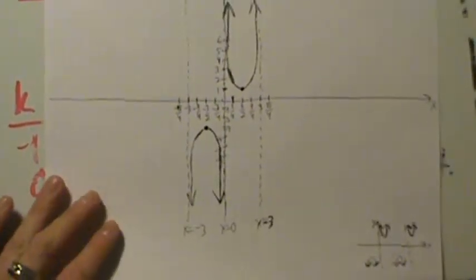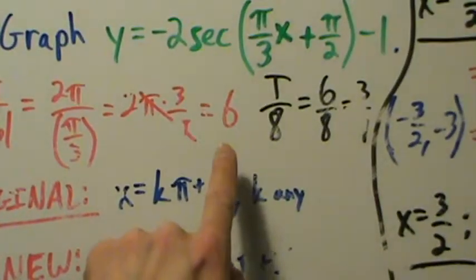But we don't really have to do that. We can just use the period. Remember the period is 6. So every 6 units, everything's going to start repeating. And we actually kind of see it on the graph already.